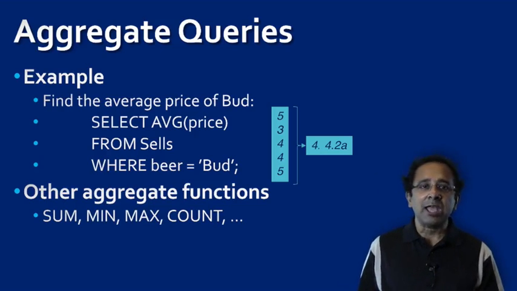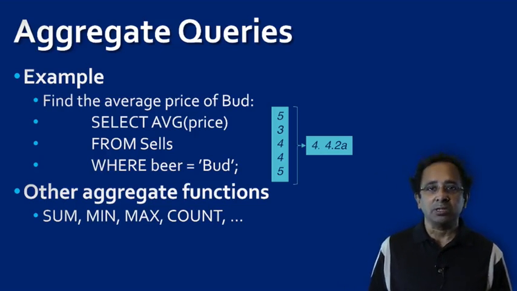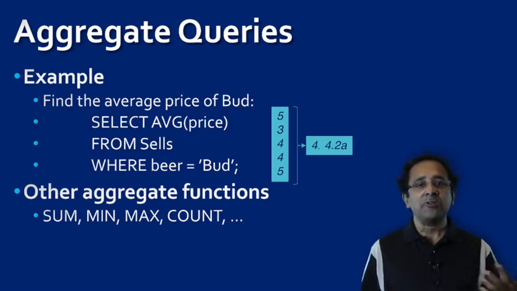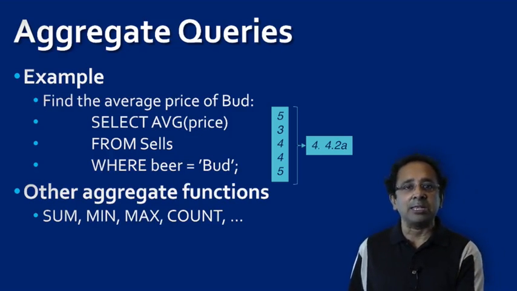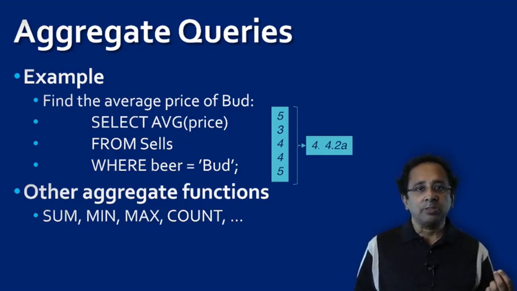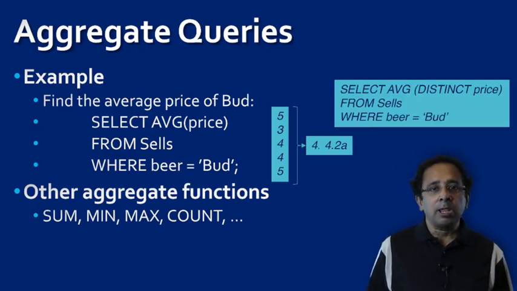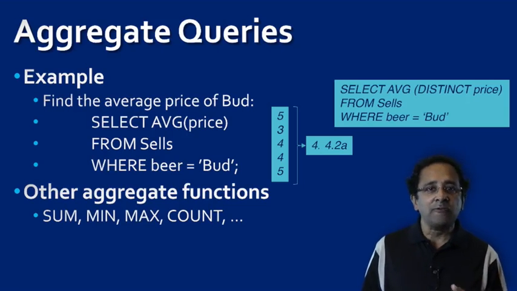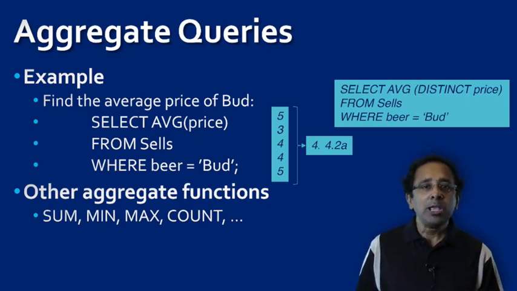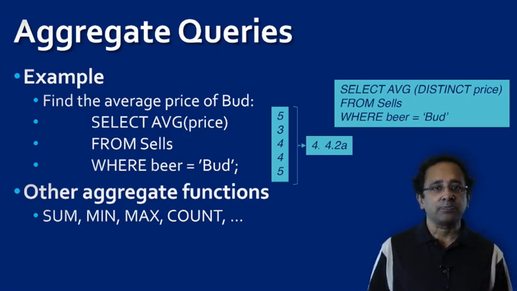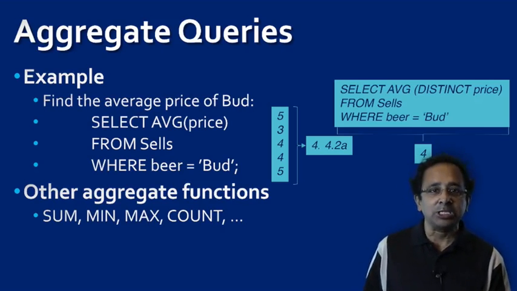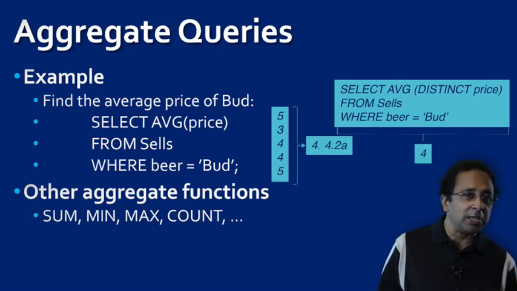Now, there are many functions that have this behavior. The sum function takes a list of values and adds them up to produce a single value. The count function takes a list of values and counts the number of items in that list, and so on. These are called aggregate functions. Now, if we wanted to count only the price values that are different, that is 3, 4, and 5, just once, we can write the select clause a little differently. We would say that the average is over distinct values of price, which in this case will result in 4.